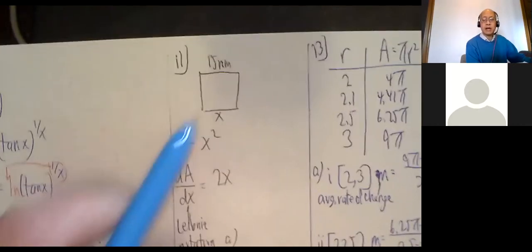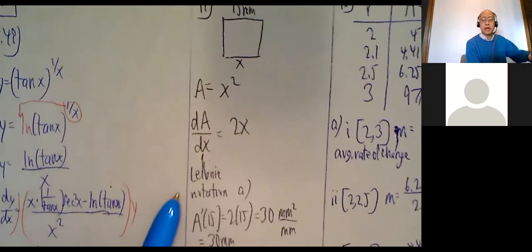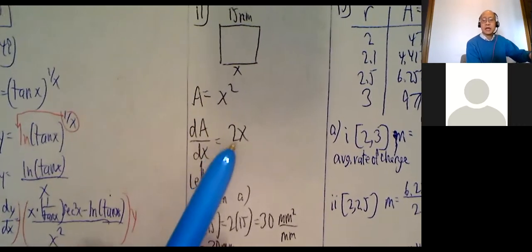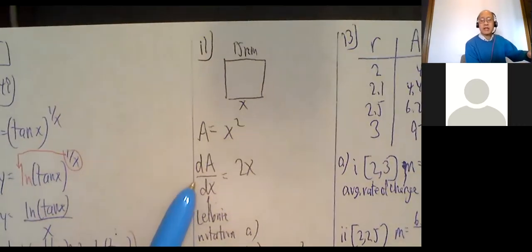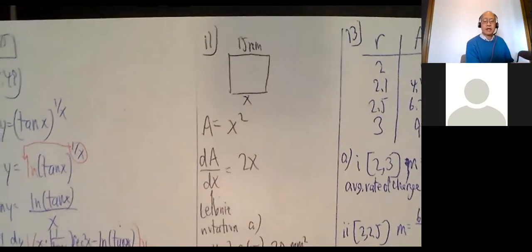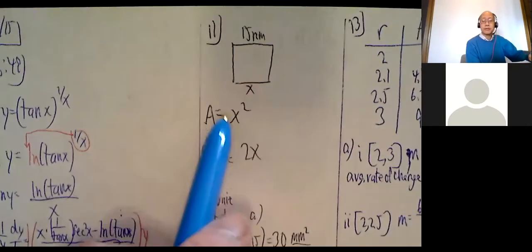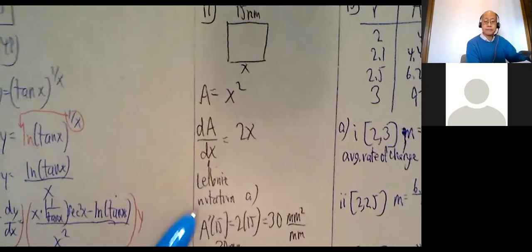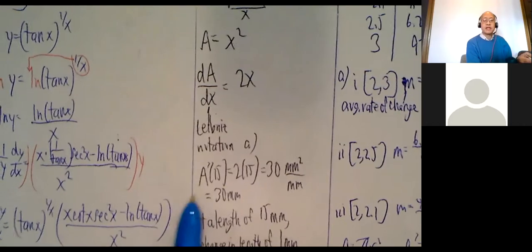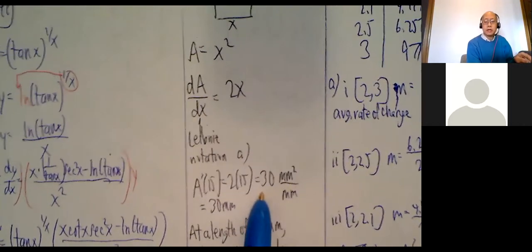All right, so we know the area is x squared. Then using the Leibniz notation, again, L-E-I-B-N-I-Z, Leibniz notation, dA/dx is equal to 2x. Okay, a nice thing about having the Leibniz notation, it means the rate of change of area with respect to x. So if I change x by a certain amount, how much will the area change? And in this case, it's going to be 2x. Okay, they want A prime of 15, it says. So I just plug in 15. 2 times 15 is 30.